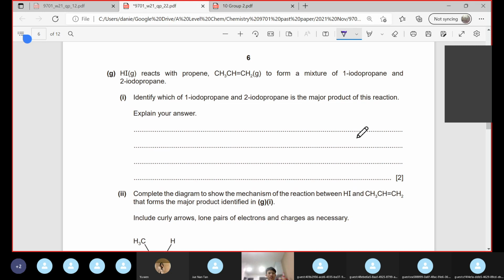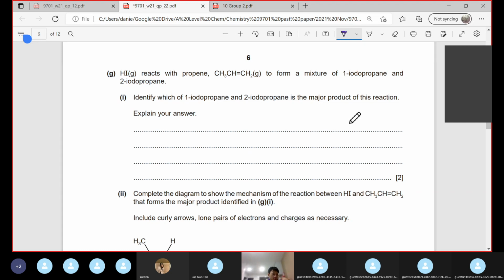Okay, then over here, hydrogen iodide gas reacts with propene. Propene has a double bond. They already give you the formula. Yeah, they are very kind. They give you the formula to form a mixture, 1-iodopropane and 2-iodopropane. They even give you the name of the product. Then they just ask you to identify, meaning you select one. Okay, 50-50 chance. So which one is the major product? Then you explain your answer.